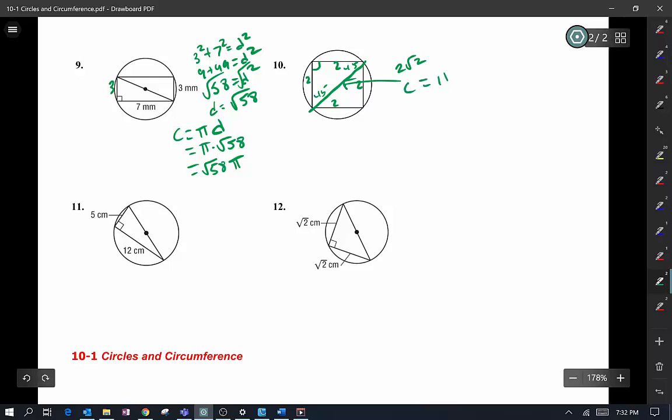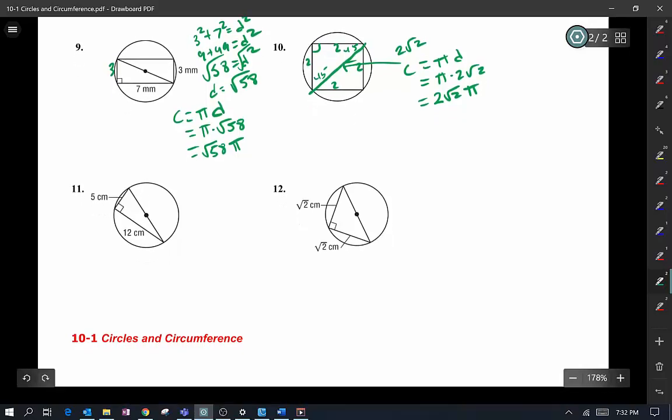So the circumference is pi d. So the circumference is pi times 2 root 2. So the answer is 2 root 2 pi units, right? All right, example 11.